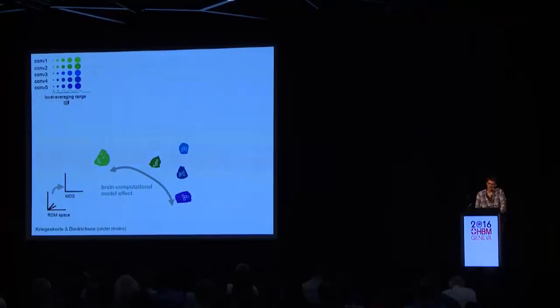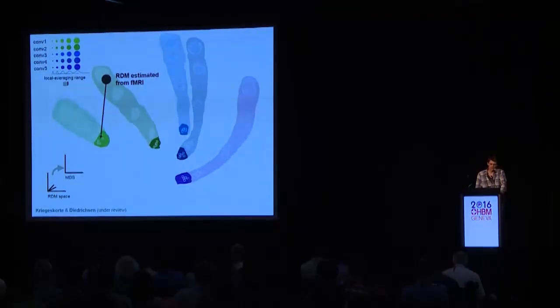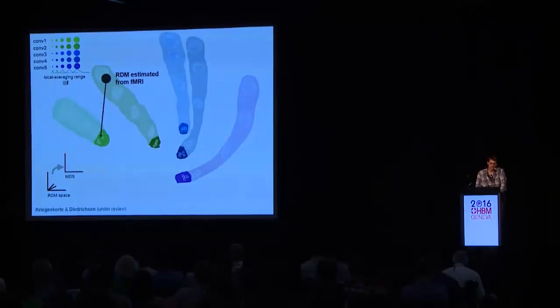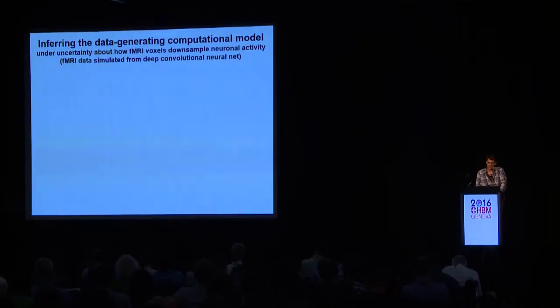Now, of course, if we just ignored the measurement and we got some RDM estimated from fMRI and inferred that it's probably generated by the closest brain computational model predicted RDM, we might make a mistake, right, as in this example where the closest RDM predicted by the brain computational model without any simulation of averaging is the wrong one. However, if we simulate these measurements, we have a chance of inferring the right brain computational mechanism.